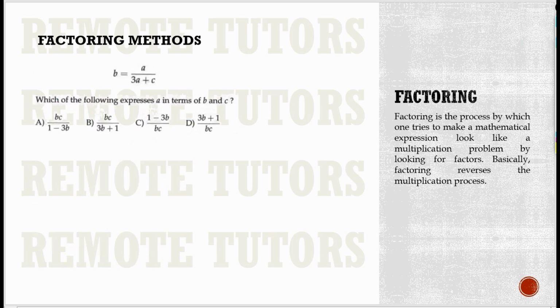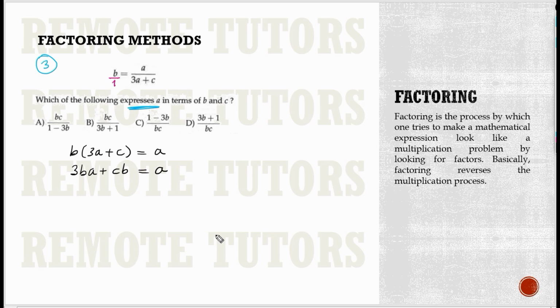At last, this is example number 3: which of the following expresses a in terms of b and c? So we have to solve for a. The first step will be cross multiply. So we get b times 3a plus c equals a times 1, which is a. Next, we will simplify the left side of the equation: 3ab, or 3ba, which is the same, plus cb equals a.